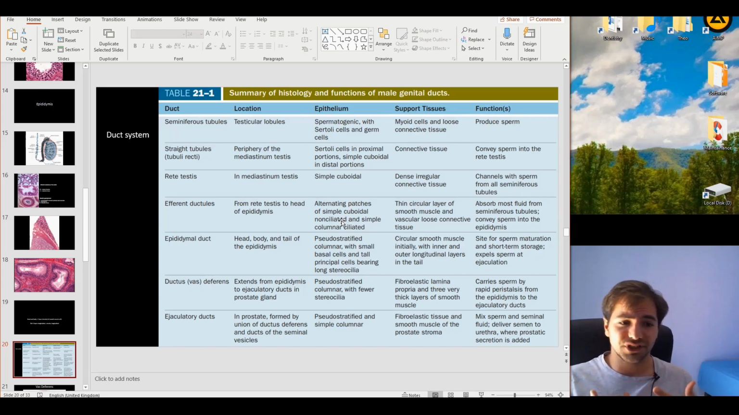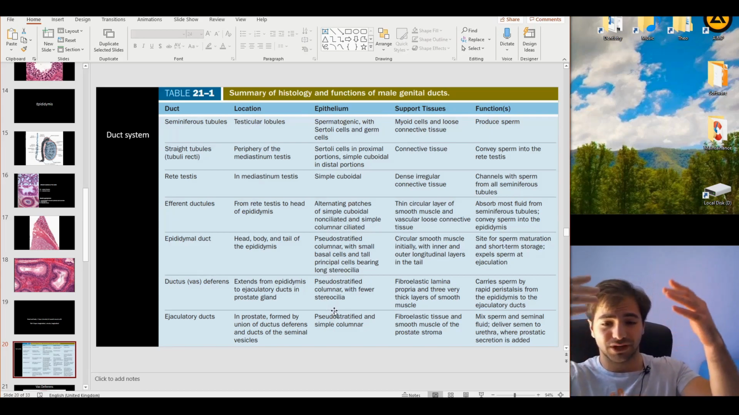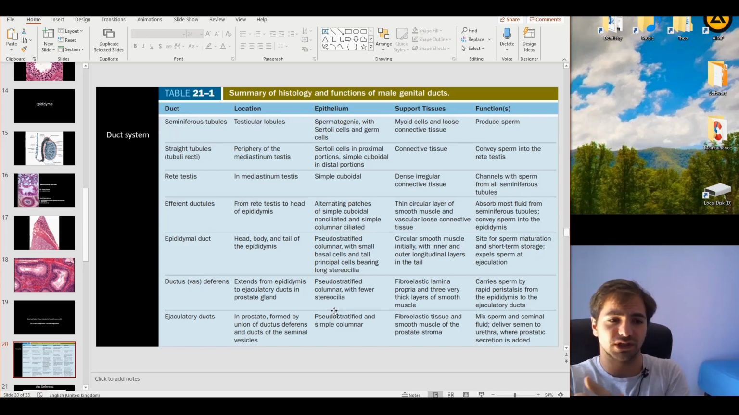Now, the other differences we should start seeing are in the support, what is beneath the mucosa. We saw that the seminiferous tubules have the myoid cells and loose connective tissue, and interspersed within the loose connective tissue, we find the Leydig cells. The straight tubules have only a very thin line of connective tissue. The rete testis has dense irregular connective tissue. And now here starts the differentiation: we start seeing the presence of smooth muscles.